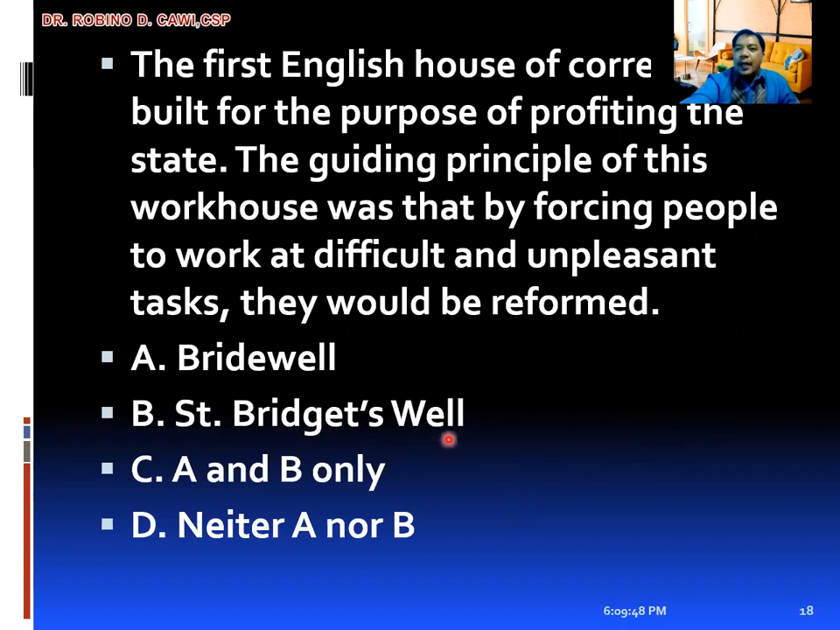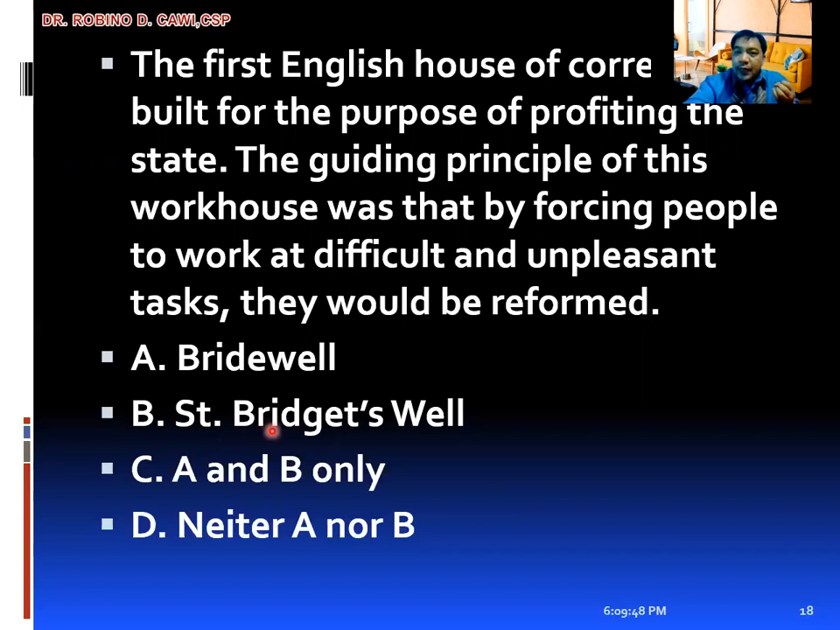Bridget's Well. But you have to remember, okay, that the St. Bridget's Well is also being referred to as the Bride Well, because the St. Bridget's Well is known also as the Bridewell Castle. Okay, and the word castle itself, okay, it was a former castle, but then eventually it was converted into a prison facility because it is suitable, okay, to be converted as a prison facility.